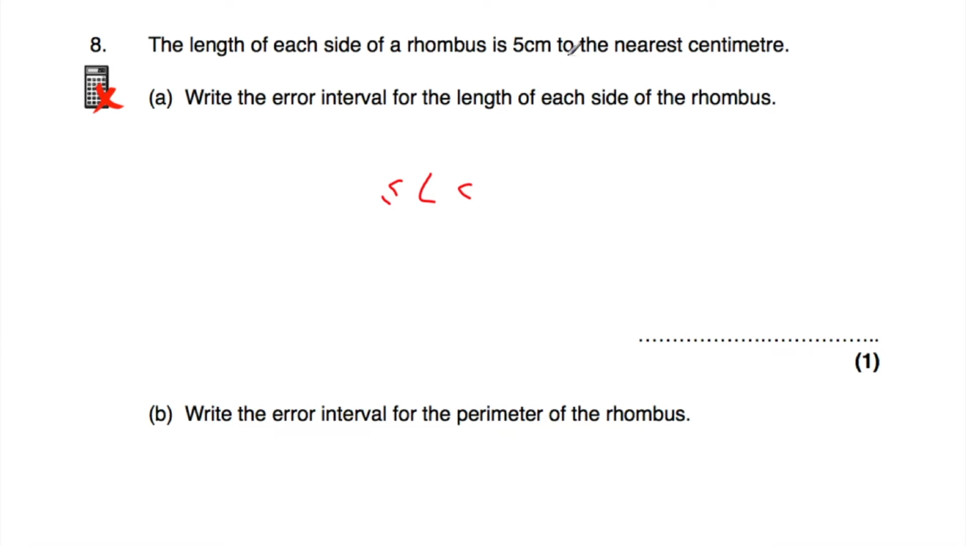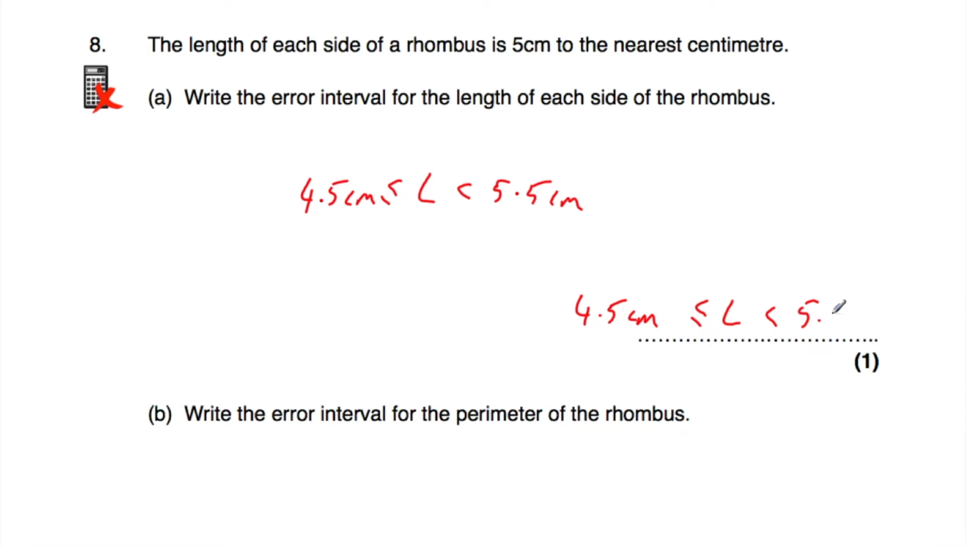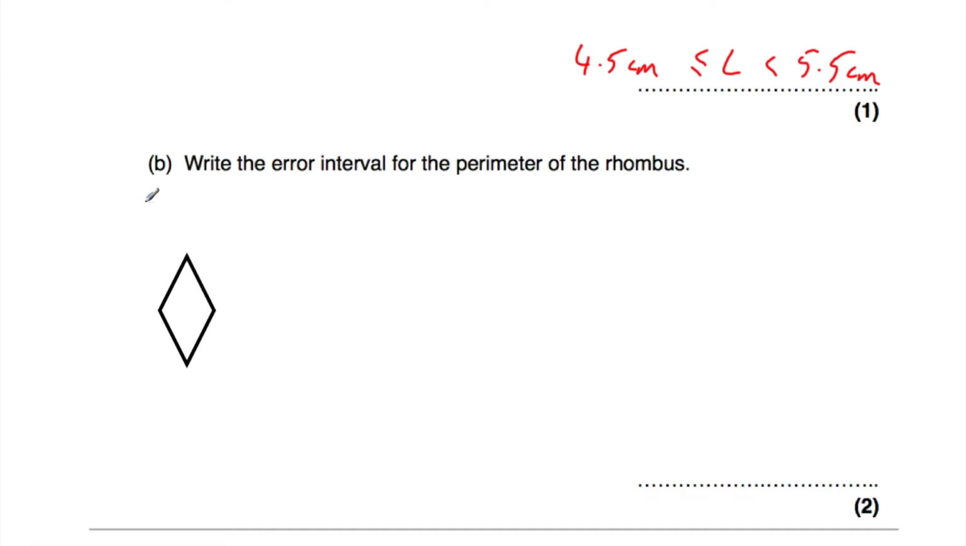Now in terms of the upper bound and lower bound, it's to the nearest centimeter. So the lower bound would have been 4.5 centimeters, because that's the lowest number that would round up to be 5 centimeters to the nearest centimeter. And in terms of the upper bound, that would be anything up to, but not including 5.5 centimeters. So our error interval for the length of each side of the rhombus would be the length of each side is greater than or equal to 4.5 centimeters, but less than 5.5 centimeters. And that's it.